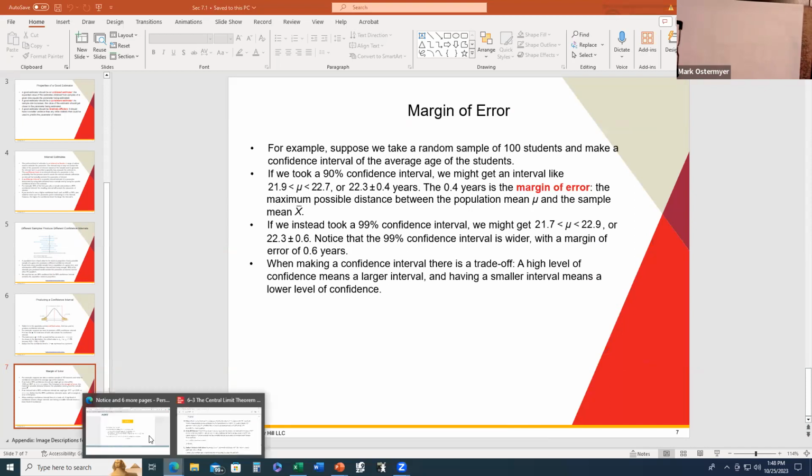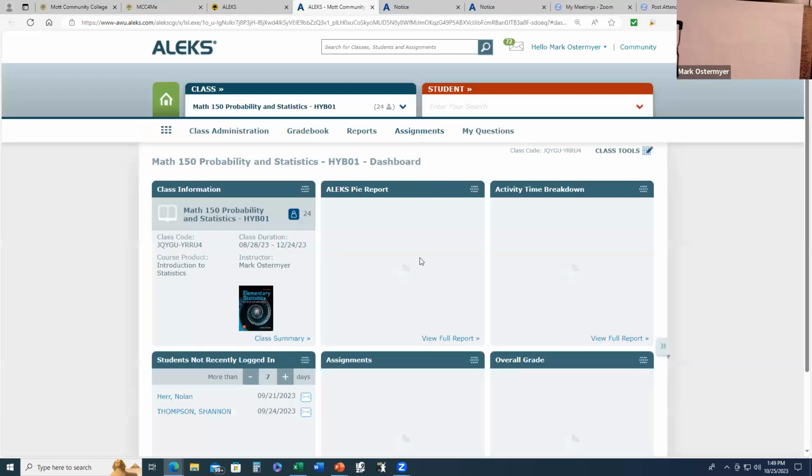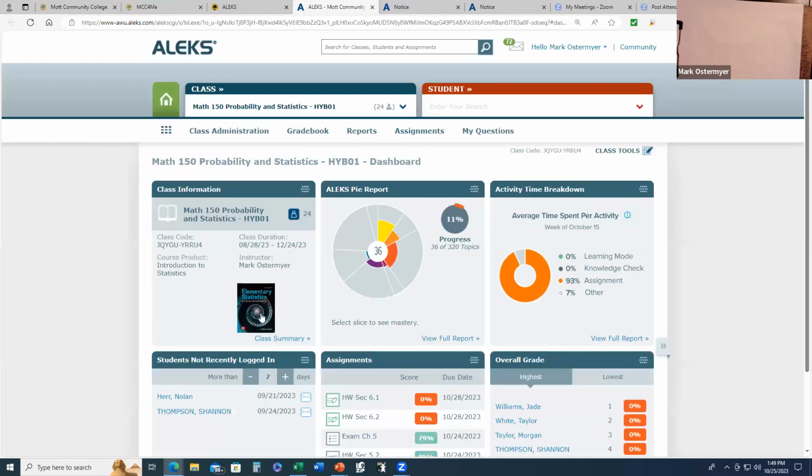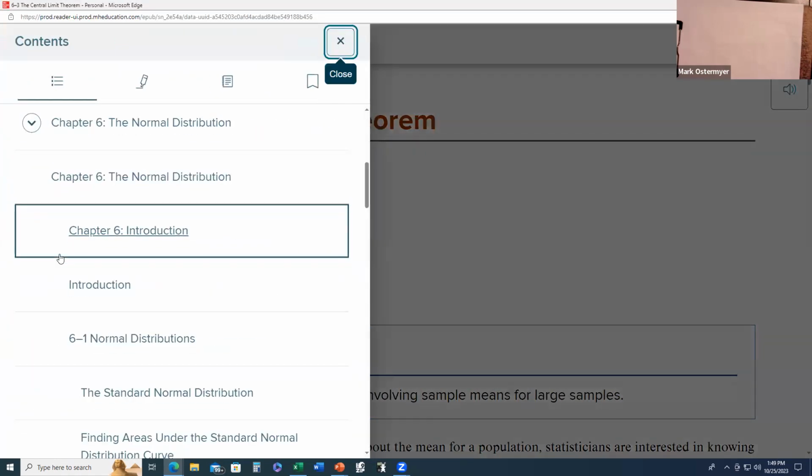All right, so let's go to our textbook. Now, it's only really going to be through doing these practice problems in either ALEKS or in your textbook where this is going to start to come into focus here. So I'm going to go to section 7.1.